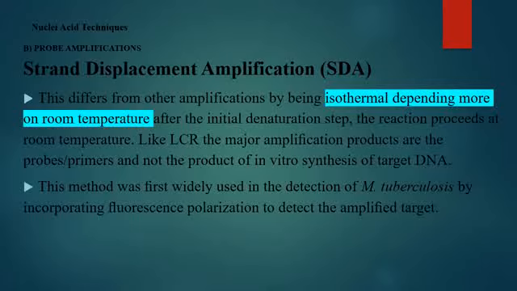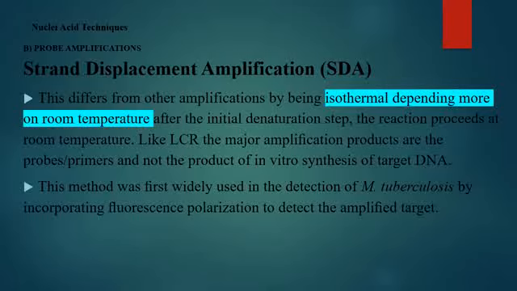Then we come to the SDA. Now it differs from other amplifications by being isothermal, depending more on room temperature. So you have a cycler in the other situation, but this one is isothermal, depending more on room temperature after the initial denaturation steps. For the denaturation, you need the high temperature, but afterwards your temperature returns to room temperature.